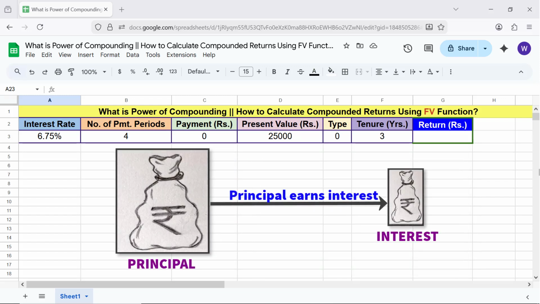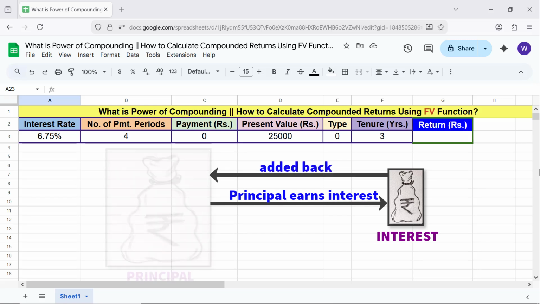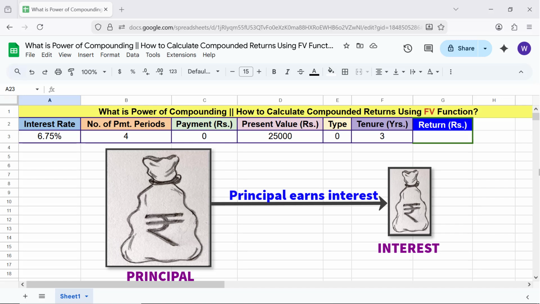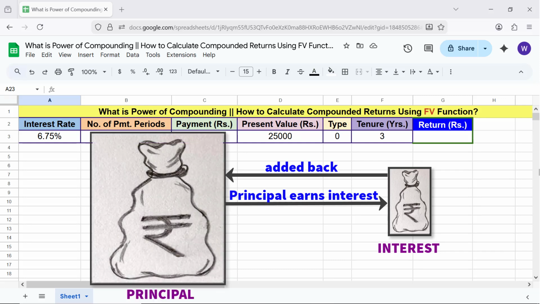The first quarter interest is added back to the principal. The principal amount increases. For this reason, the second quarter interest will be higher. The second quarter interest is added back to the new principal. The principal amount increases even more, making the third quarter interest higher than that of the second quarter. This process continues over the time frame, resulting in a final higher amount relative to a simple interest investment.